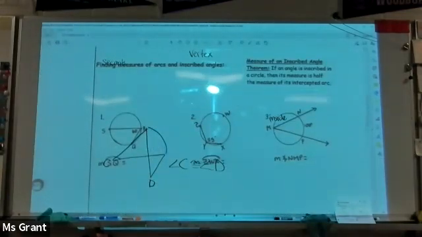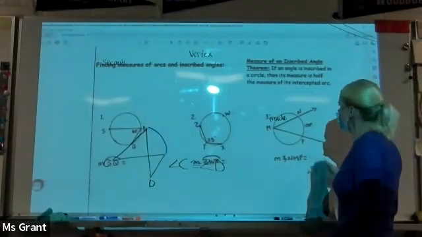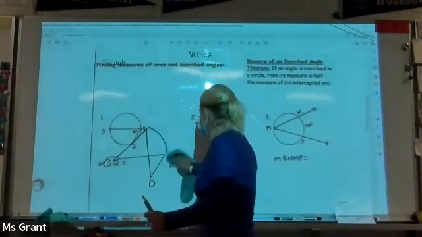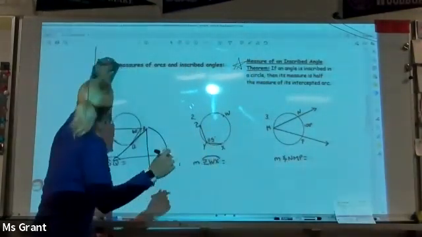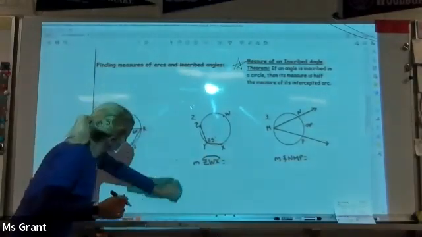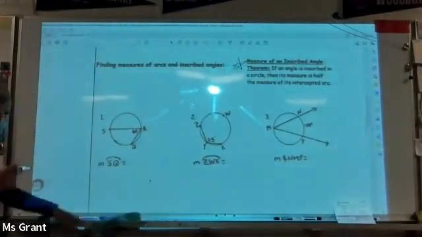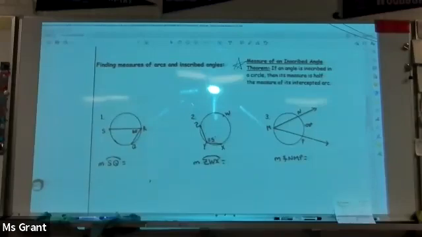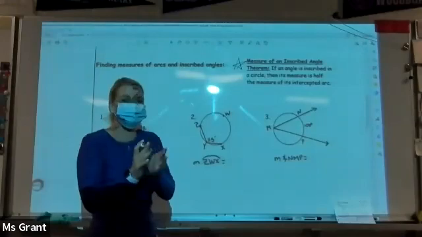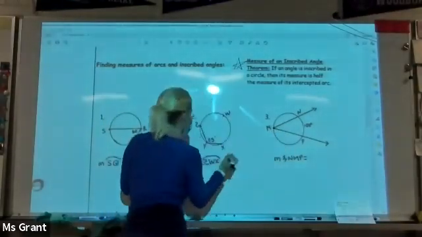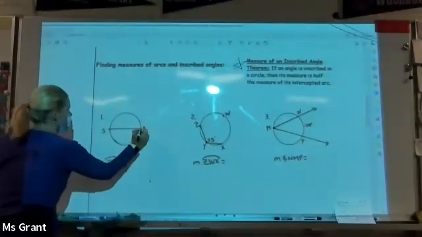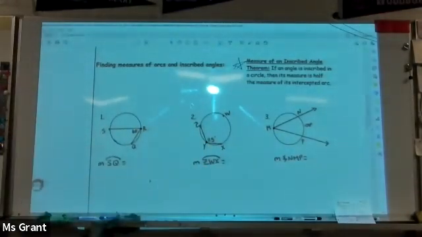All right, let's start doing some practice. So read this theorem right here. Measure of an inscribed angle. That's important. If an angle is inside a circle, remember the angle vertex has to touch the edge of the circle. So you will always have this angle vertex touching the side of the circle. Its measure is half of the arc.